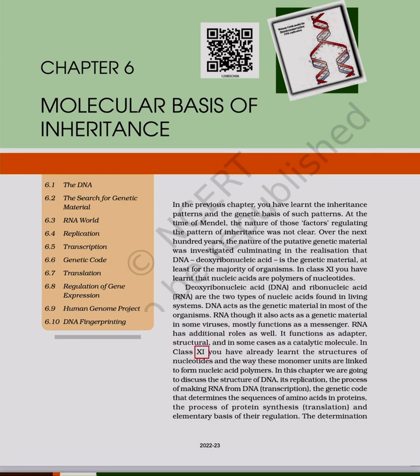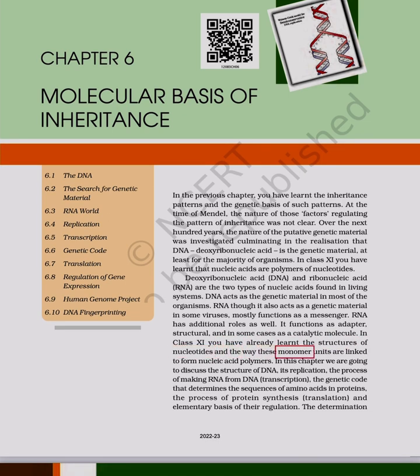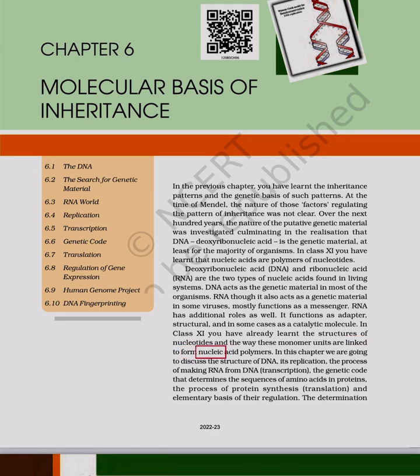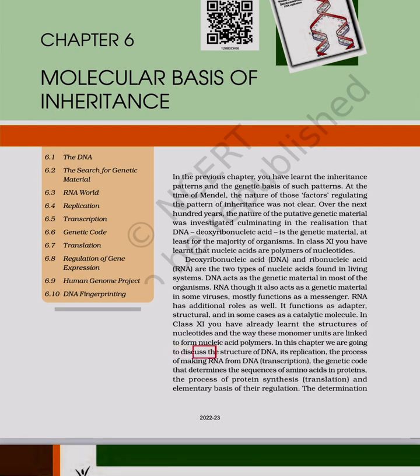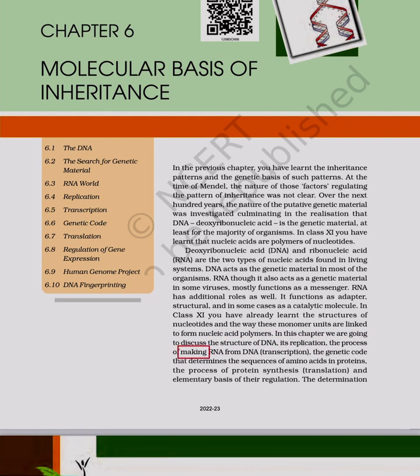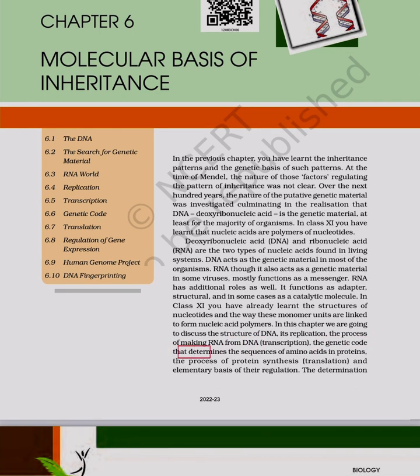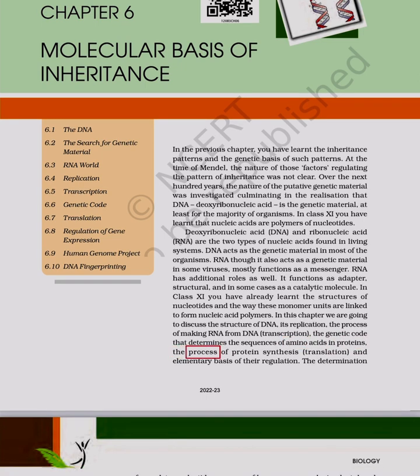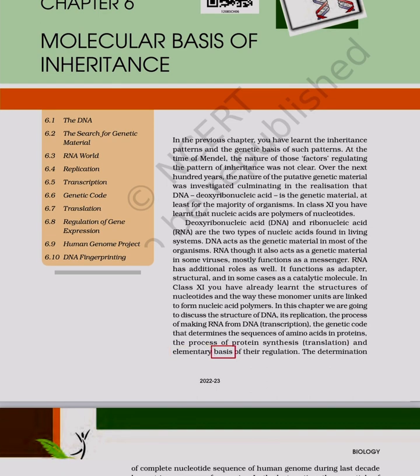In class 11 you have already learnt the structures of nucleotides and the way these monomer units are linked to form nucleic acid polymers. In this chapter we are going to discuss the structure of DNA, its replication, the process of making RNA from DNA, transcription, the genetic code that determines the sequences of amino acids in proteins, the process of protein synthesis, translation, and the elementary basis of their regulation.